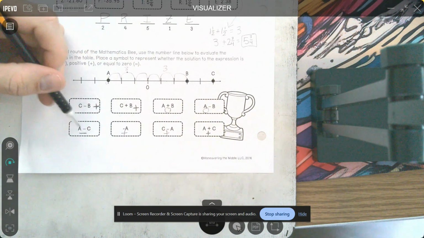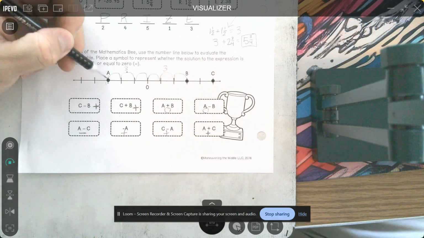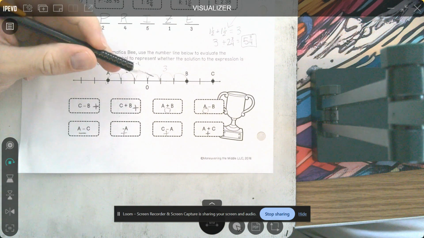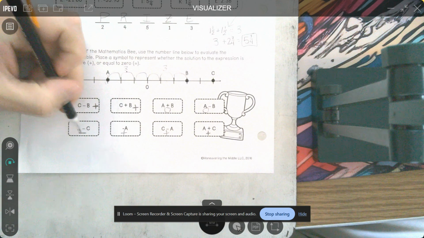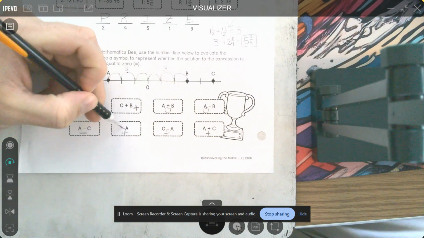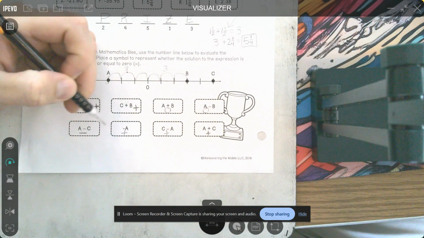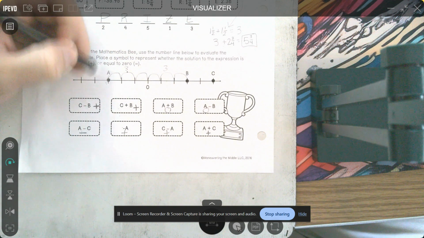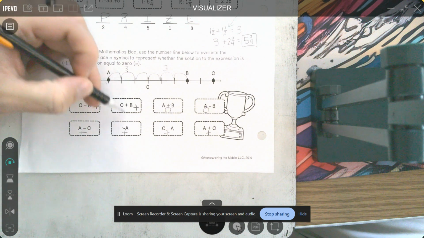A minus C, it's going to be a negative answer because A is negative. If you subtract a positive, you're getting more negative. It's going to be a negative answer. Negative A is saying take the opposite of A. A is a negative number. So the opposite of a negative is a positive.